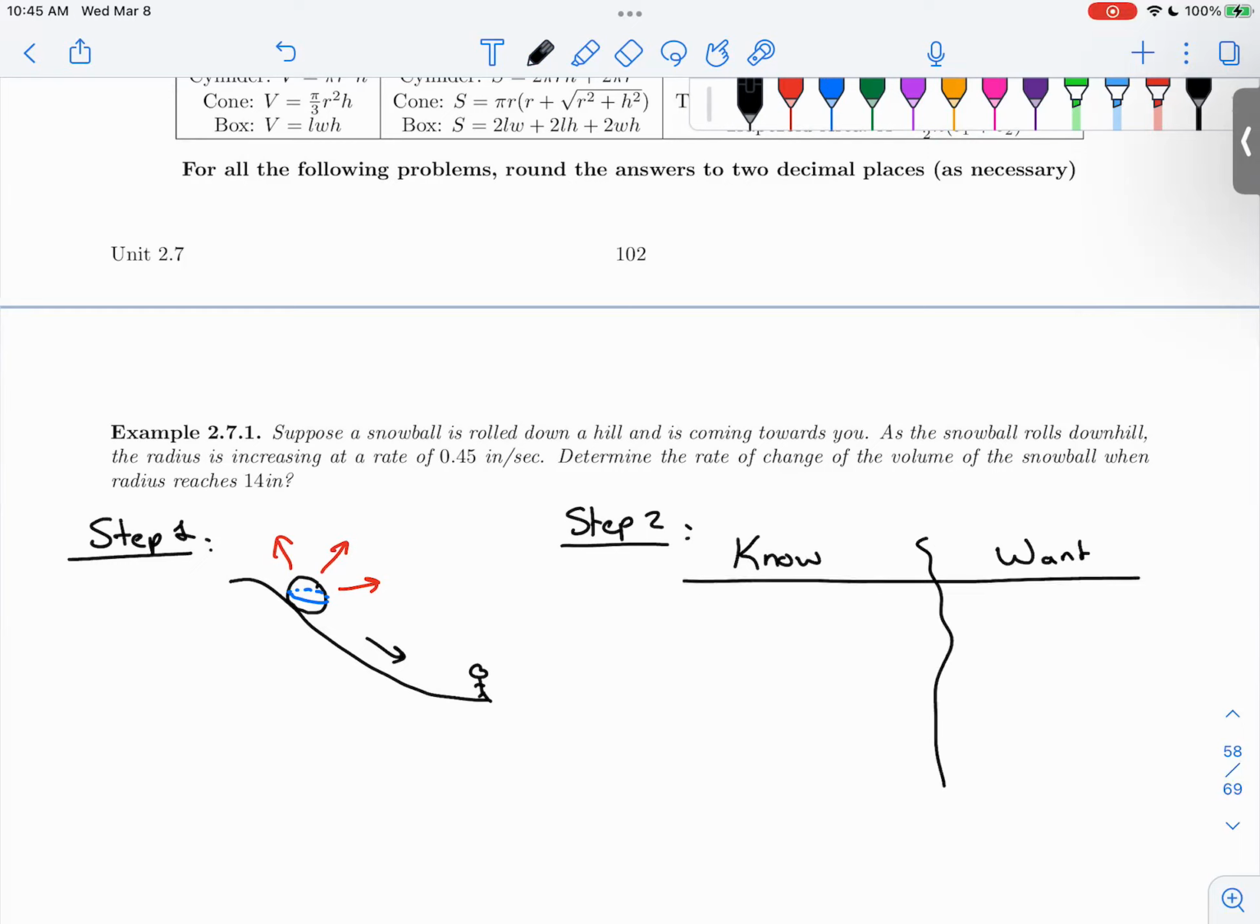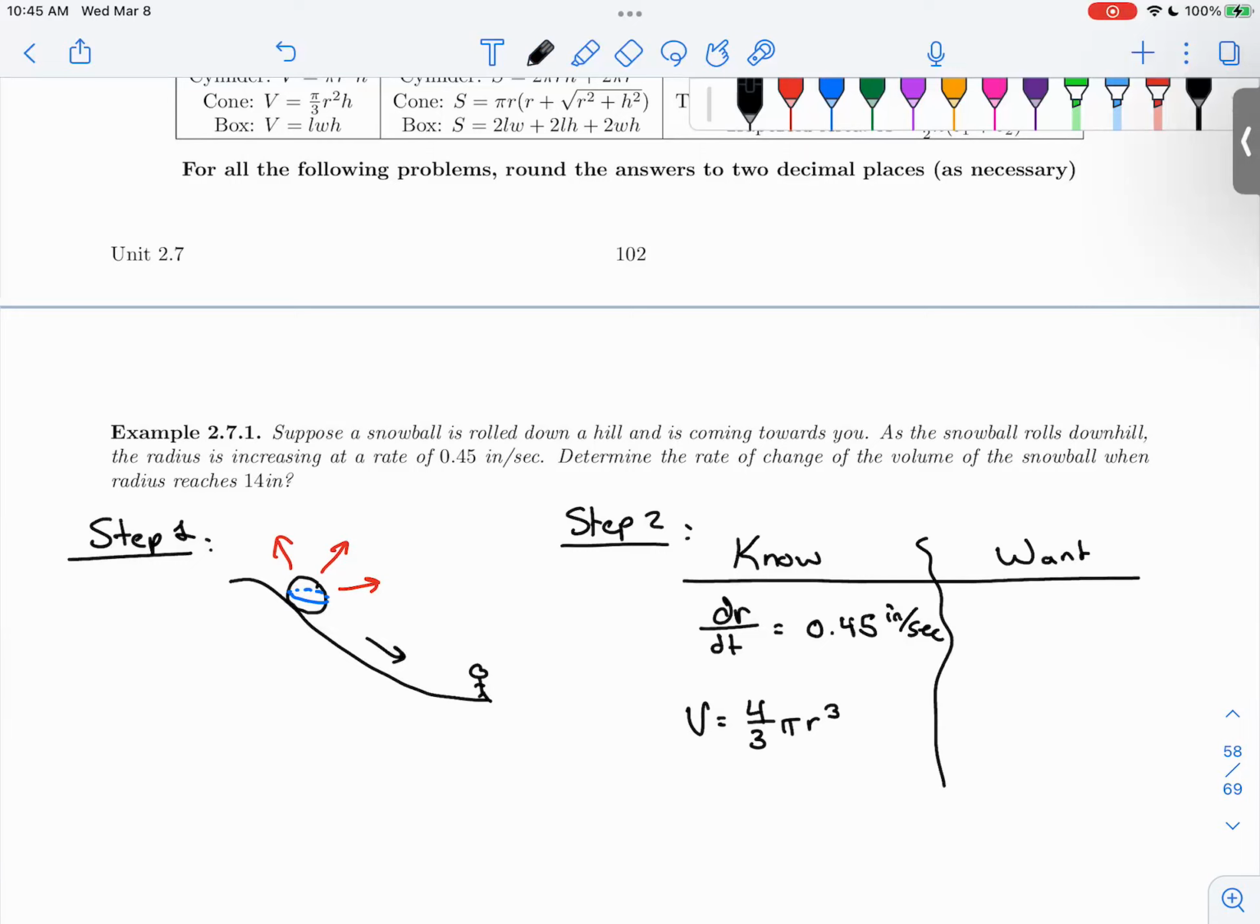We know the rate of change of what? The radius. So we know dr/dt. Let's call the radius r. So we know dr/dt is equal to 0.45 inches per second. Do we know any formulas that involve volume and radius? Yeah, the one on the previous page, the volume of a sphere: V equals 4/3 pi r cubed. That's another thing we know.